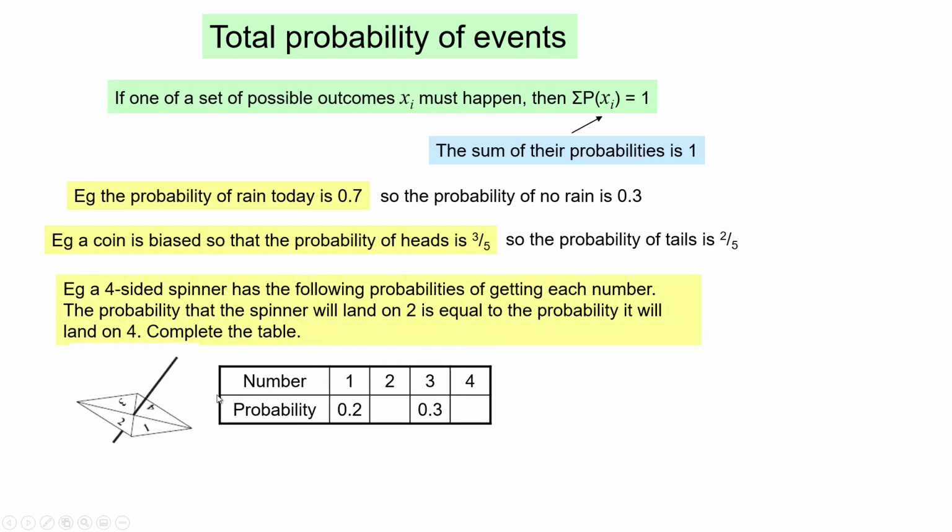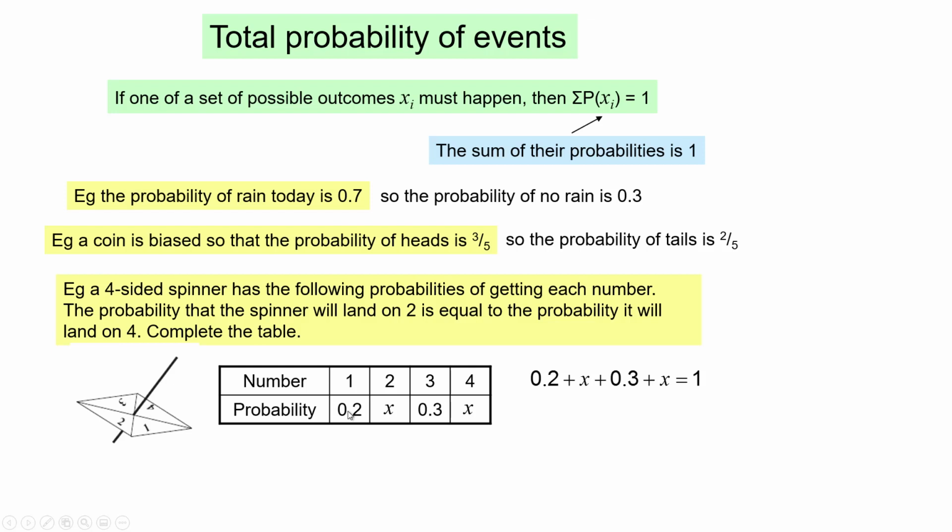We've got this four-sided spinner here, and it's biased. It's not an even chance of getting 1, 2, 3, or 4. I've got a probability of getting a 1 is 0.2 and a 3 is 0.3. However, the probability of getting a 2 and a 4 are the same. So what's good about this question? We can express that algebraically because we know that the probabilities of those two are the same. We can call them x.